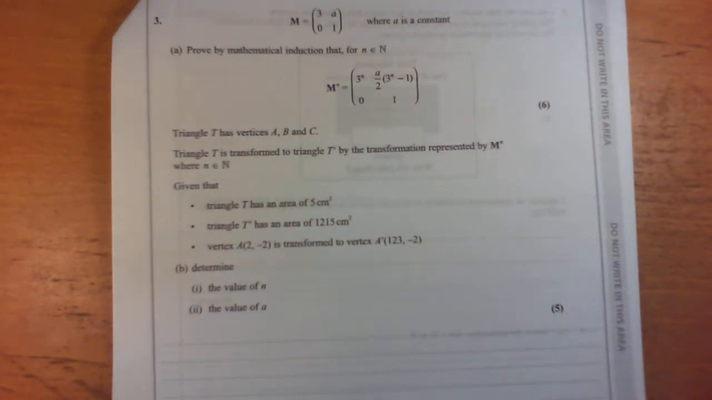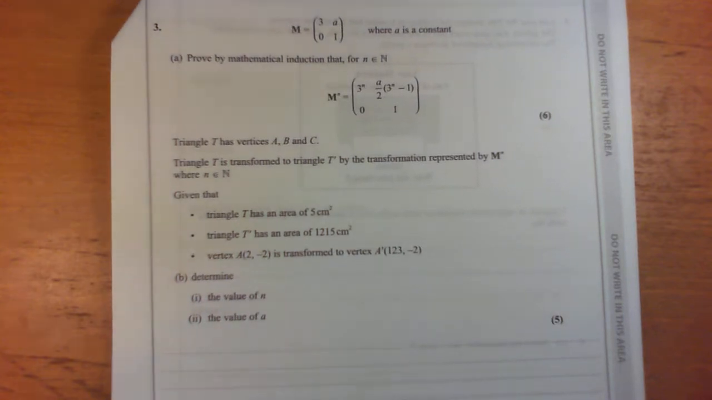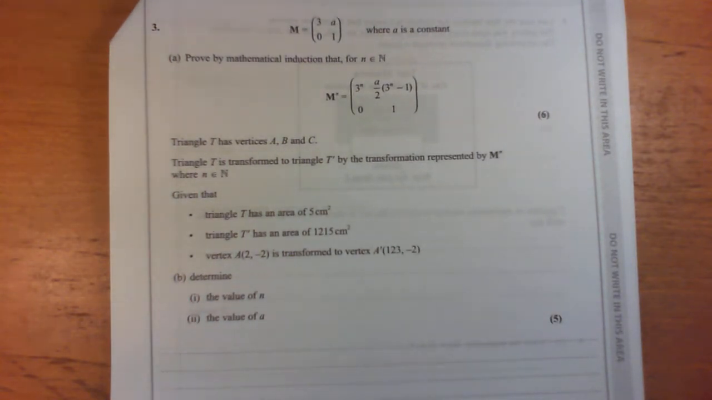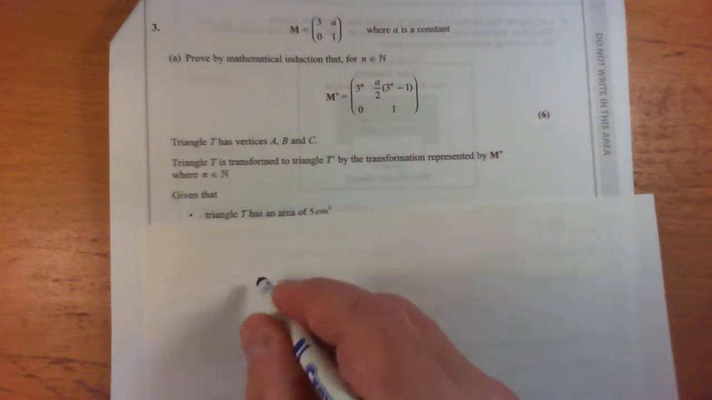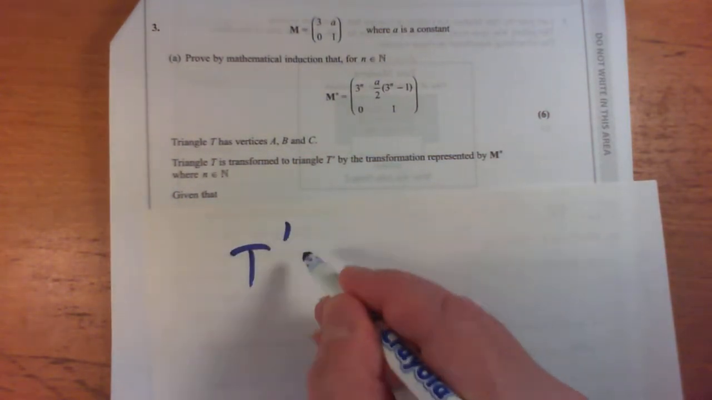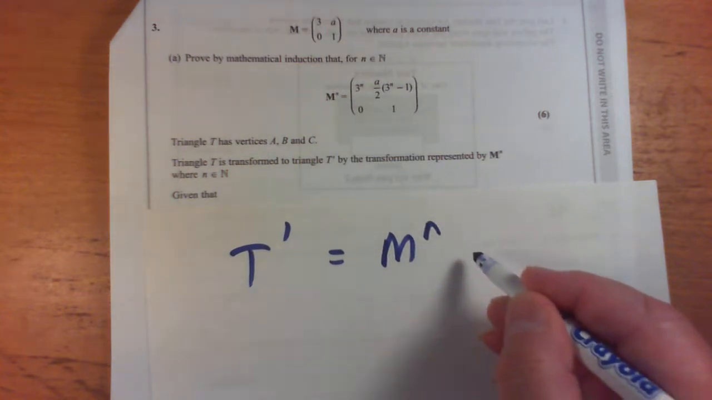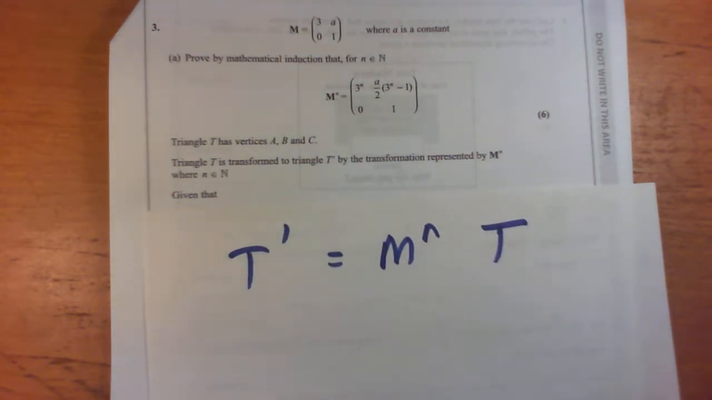Now this second bit, the triangle T is transformed to triangle T bar by the transformation represented by m to the power n. So if I can do it schematically, T bar equals M to the n times T. So these are matrices. Now the thing is that this will act as a magnification factor. The size of the triangle represented by this matrix will be increased by the determinant of this matrix here.